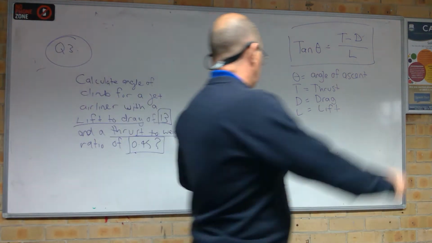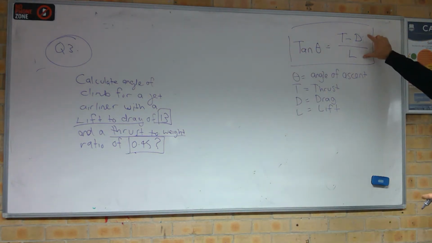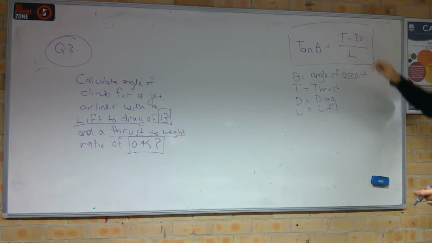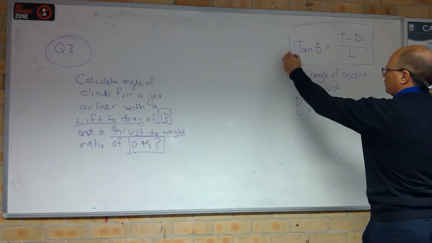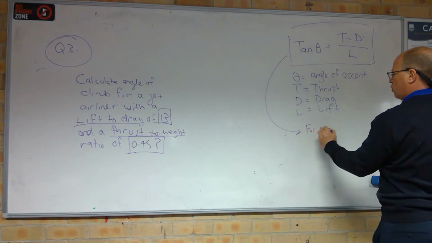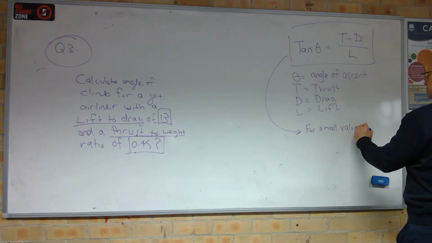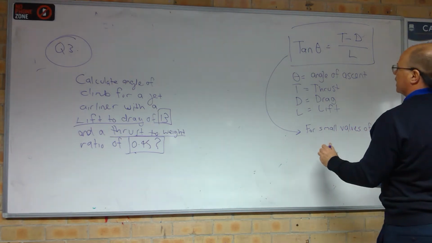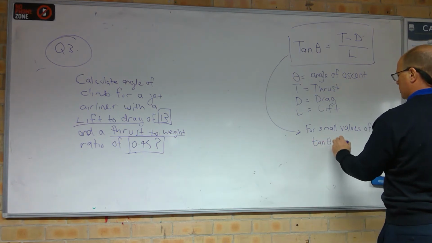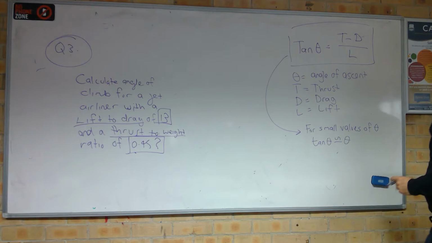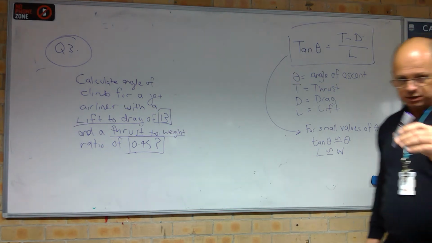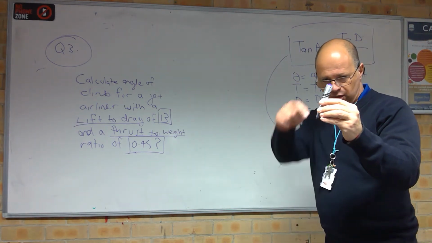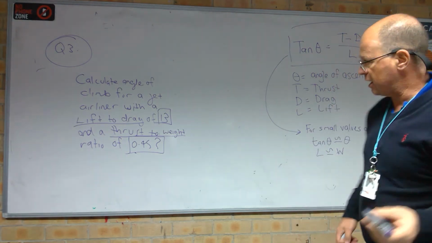Okay, now you'll look at this equation and you'll say, I can see a D and an L, so I could do a reciprocal of that, but I don't have a thrust to weight in this equation. So you might be saying, well, how can I use this equation? Well, you've got to remember that for small values of theta, we can say that tan theta is approximately equal to theta, and we can also say that lift is approximately equal to weight, for that small angle, because for a small angle the lift vector is only tilted over a little bit, so your lift and your weight will be approximately the same value, okay?